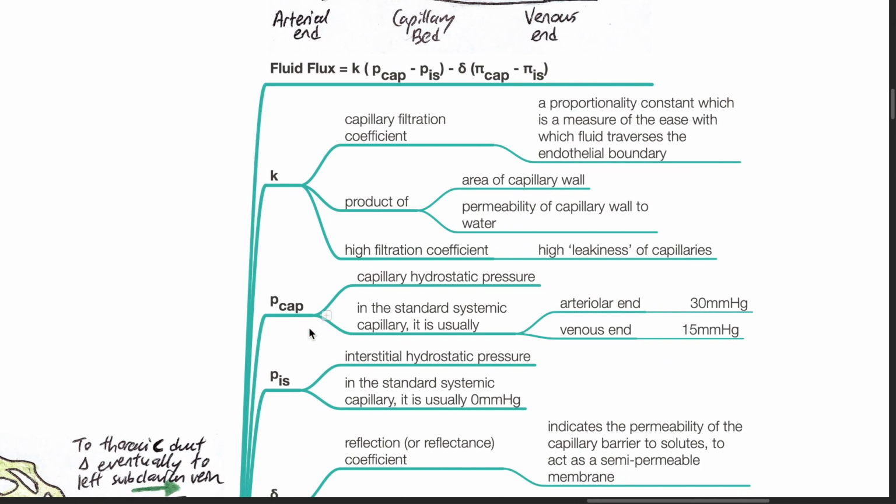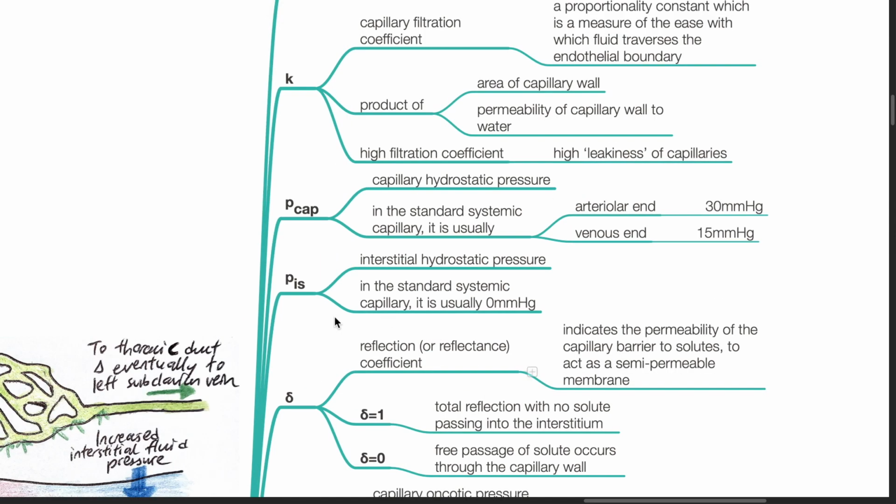PCAP is capillary hydrostatic pressure. In a standard systemic capillary, it is usually 30 mmHg at the arteriolar end and 15 mmHg at the venous end. PIS is the interstitial hydrostatic pressure. In the standard systemic capillary, it is usually 0 mmHg.